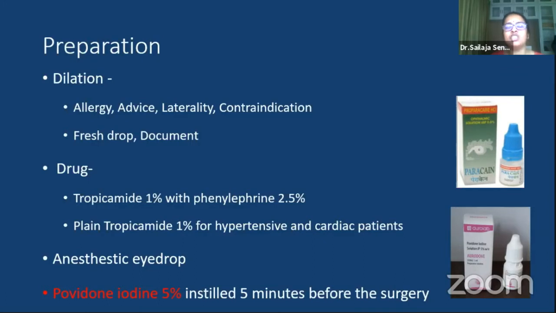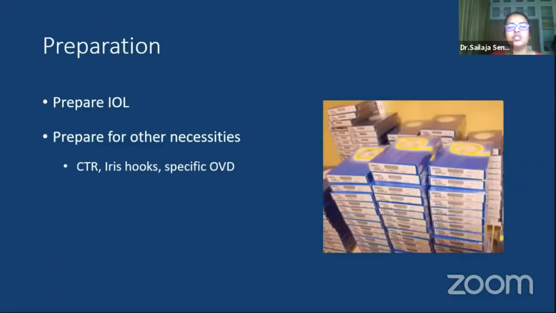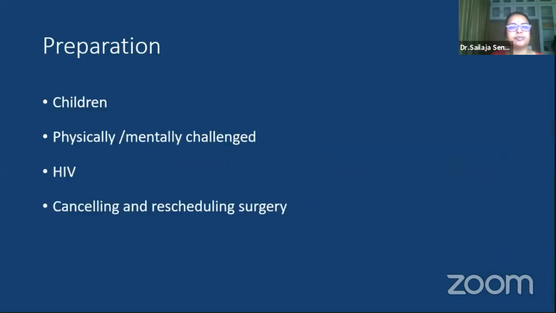A fresh drop needs to be opened every day, and each drop instilled in the patient's eye needs to be documented so that we don't end up over-medicating the patient. Povidone iodine 5% is very important, and that needs to be instilled at least 5 minutes before the surgery. So that should be the last drop instilled before the patient is shifted into the OR. Clutter inside the OT should be avoided. Only keep consumables which are needed for that particular patient inside the OR.